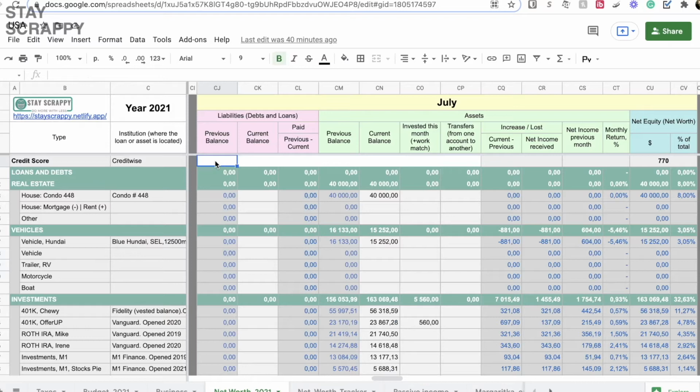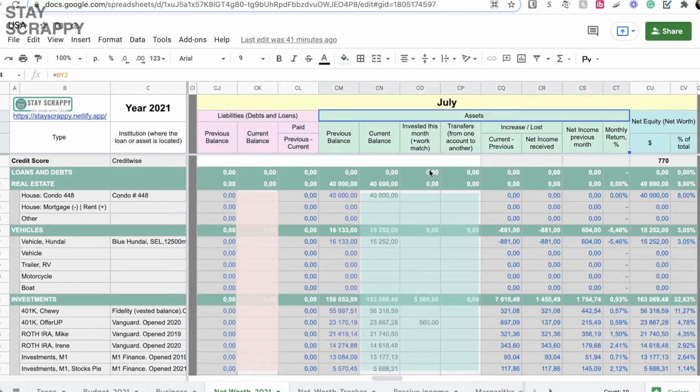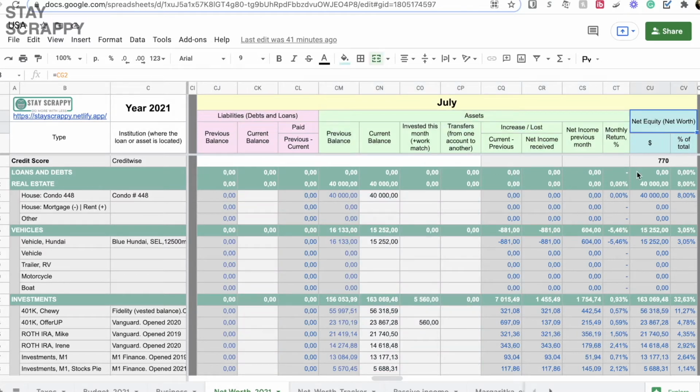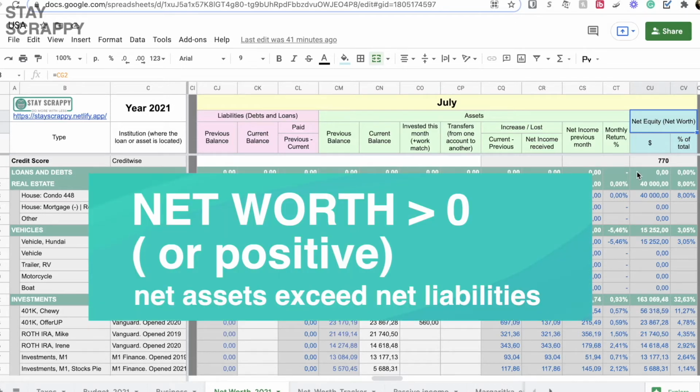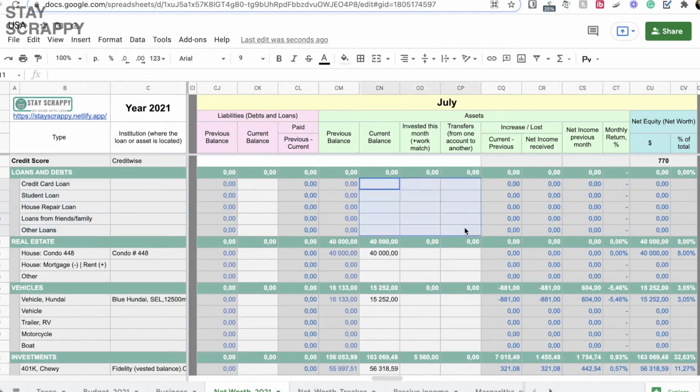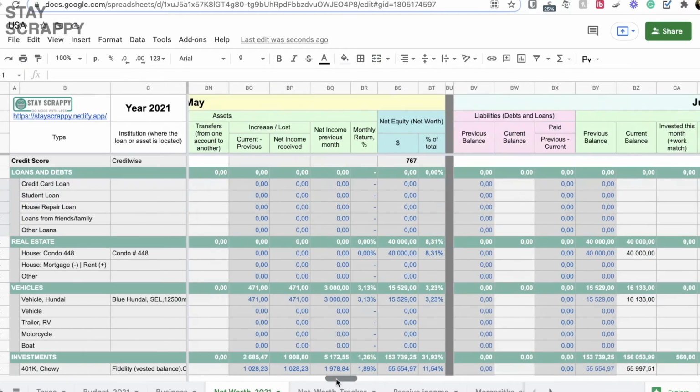Next, I continue entering data into the rest of the spreadsheet. As you can see, it is divided into two parts, liabilities and assets. The amount of money we owe, I will indicate in the debt part on the left. And all the assets will go to the right part. Then, in the net equity column, the difference will be calculated for me. If it is more than zero, that's good. That means the item I own costs more than I owe on it. We don't have any loans or debts, so I will just skip this section.